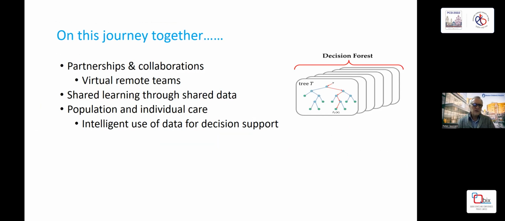What is critical is that we all form partnerships and collaborations. The ability to have virtual remote teams, as you saw in the last presentation on virtual reality imaging, it's exactly the same with this type of physiologic data. We should have shared learning through shared data, and it should be at both the population and the individual level. And that's where we use data intelligently for us to develop decision trees and therefore improve the care of our patients.